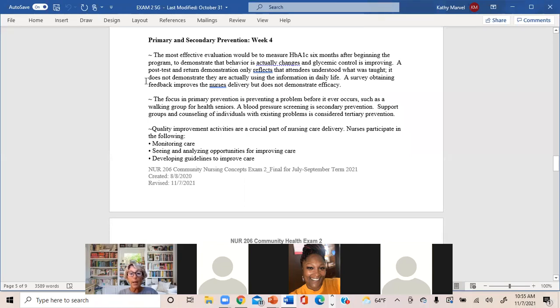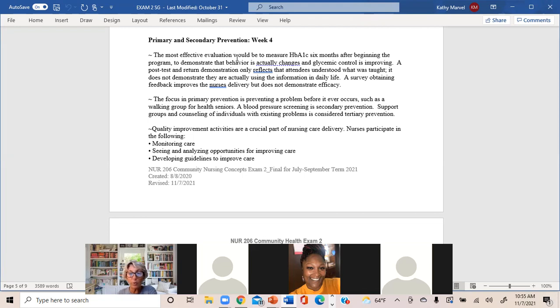Okay, so feedback or survey is secondary, right? Screening, you can do a survey, you can do a phone call, you can do a mail out, you can do however you're going to gather information about the screening, right? And then a focus on primary prevention is preventing the problem before it even occurs, such as a walking group for healthy seniors.